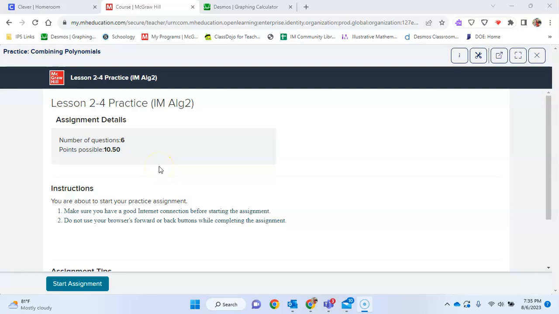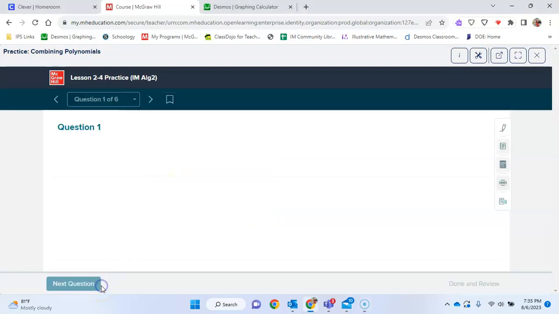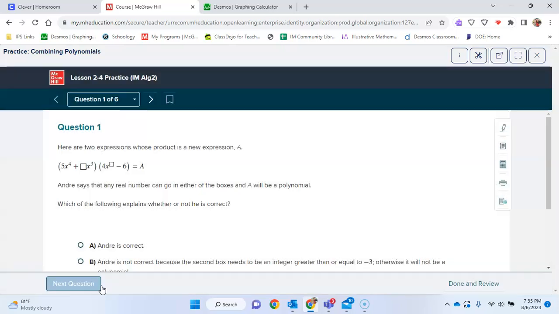Lesson 2-4 Practice, Combining Polynomials. Question 1. Here are two expressions whose product is a new expression A. 5x to the fourth plus blank times x cubed times 4x to the blank power minus 6 equals A.